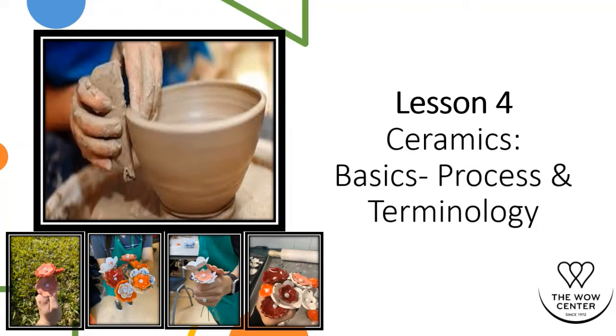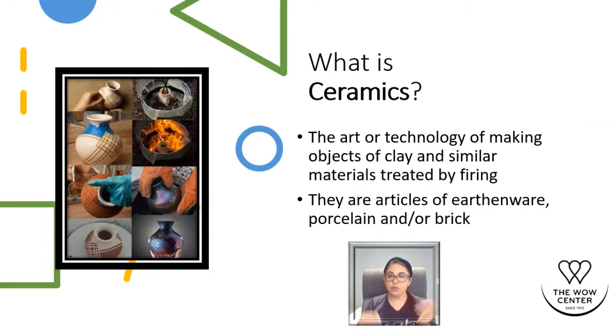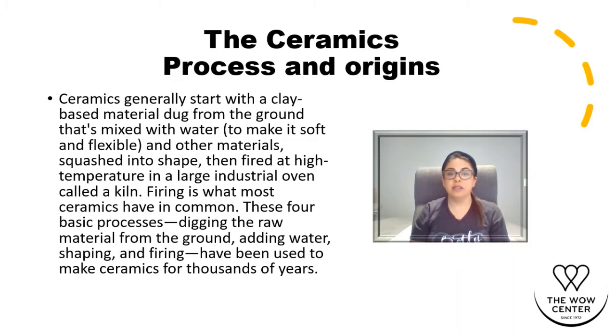Lesson 4, Ceramics, Basics, Process and Terminology. The objectives for this lesson are to learn about the ceramics process, understand basic ceramics vocabulary, identify ceramics tools, and create a vision for your next ceramics project. So what is ceramics? Ceramics is the art or technology of making objects of clay and similar materials treated by firing. They are articles of earthenware, porcelain, and or brick. So if you guys remember back in the art class, we have 2 kilns in the back that we use to fire our clay.